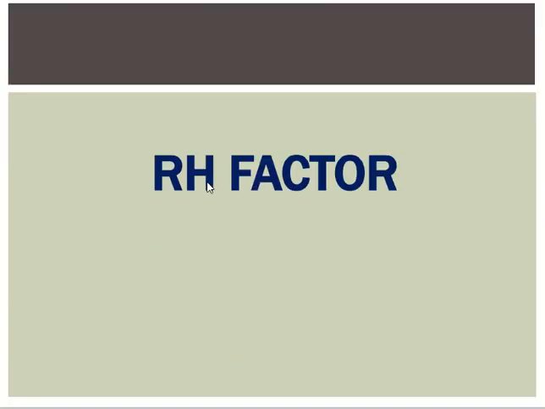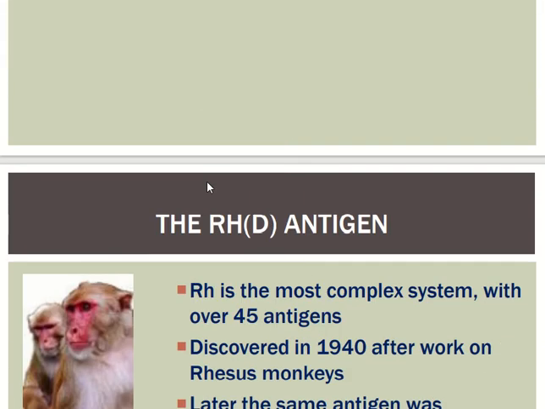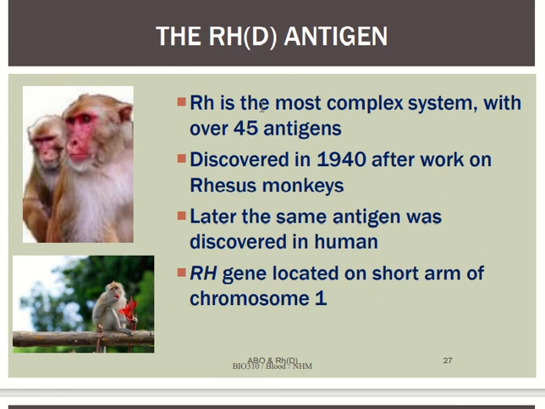Next is the rhesus factor. So what is the rhesus factor? Rhesus is the most complex system, with over 45 antigens, that was discovered in 1940 after work on the rhesus monkey.